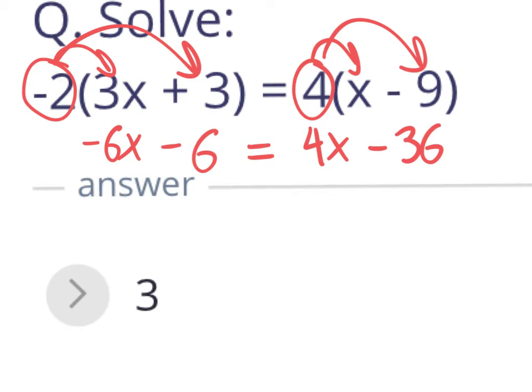All I need to do now is get x by itself on one side of the equal sign. So you ask yourself, where's the x at? Is it on the left side or is it on the right side of the equal sign? And the answer is it's on both sides, and you don't want it on both sides. So let's get rid of one of them.